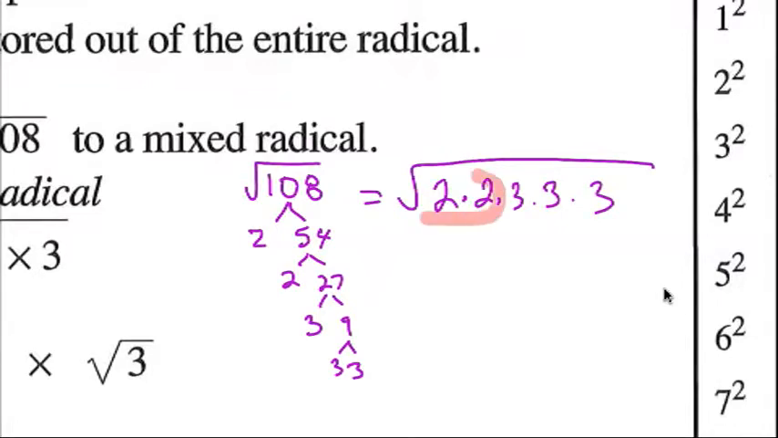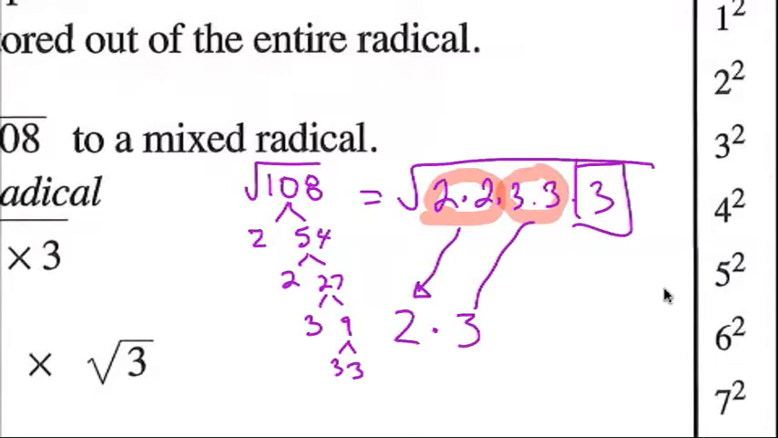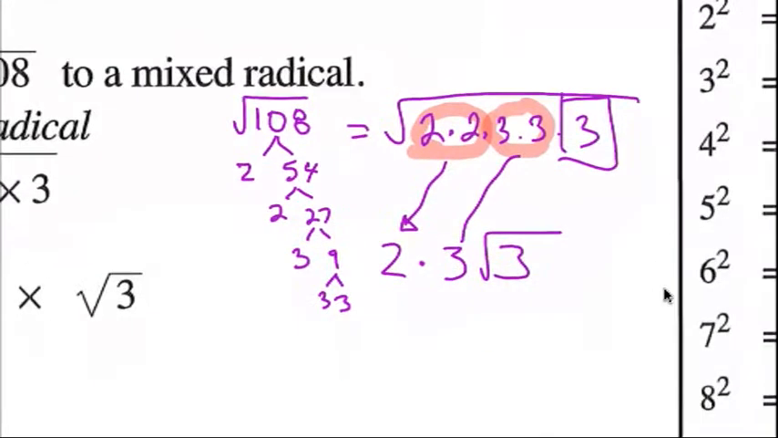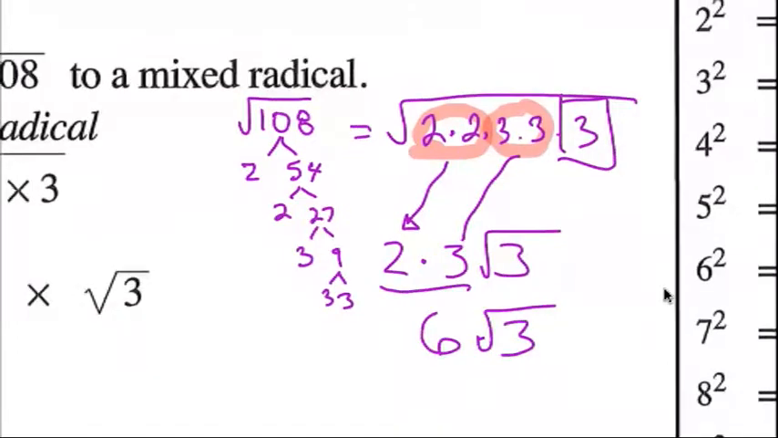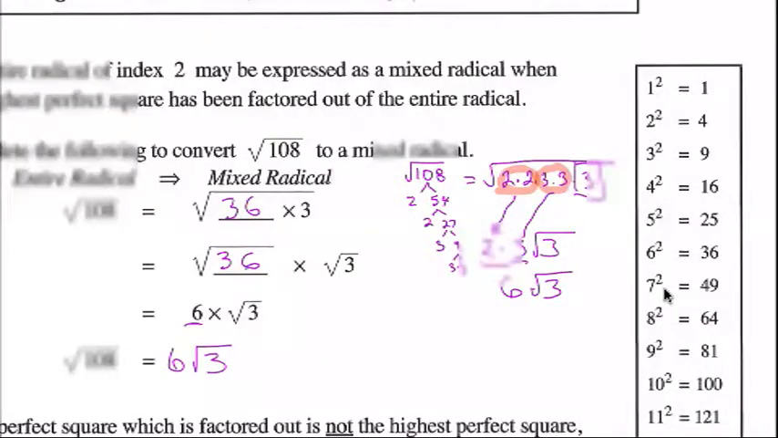There's a group of 2, and there's a group of 2. Each of those groups of 2 will give me one of those numbers, 2, and then times 3 outside the radical sign. And I'm left over with this lonely 3, square root 3. And then I just simplify. 2 times 3, 6 square root 3. So now you can see how it works with prime factorization as well.